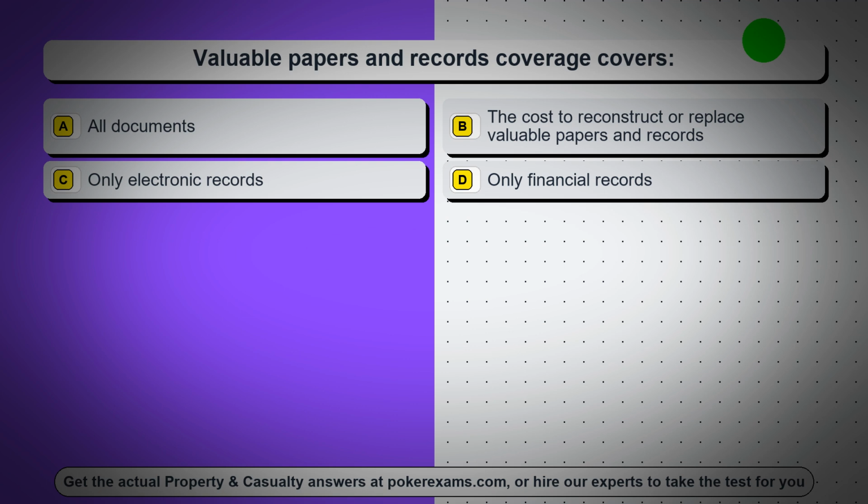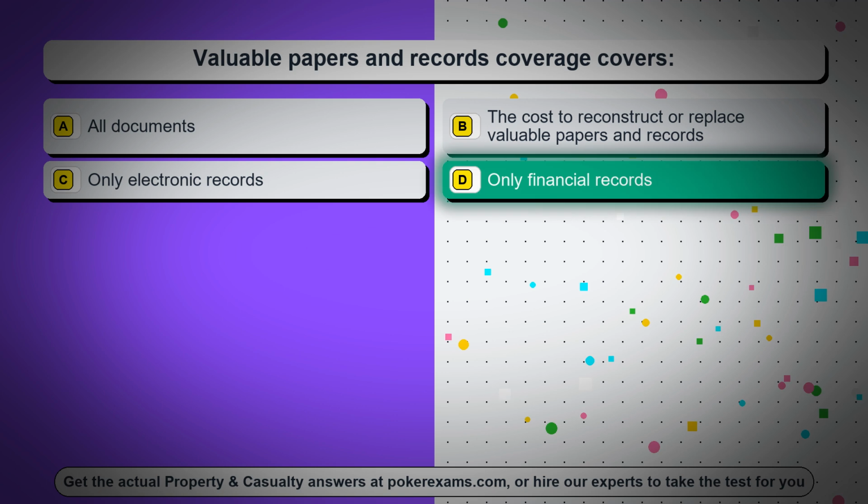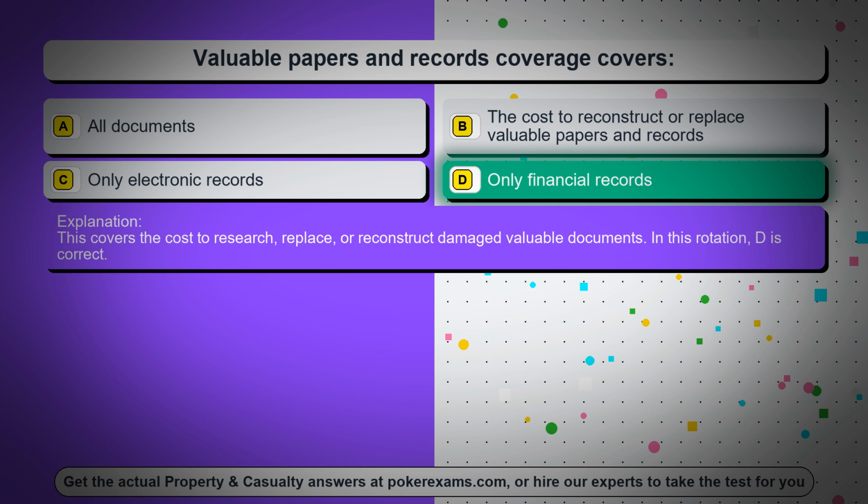Question 17. Valuable papers and records coverage covers: Option A, all documents. Option B, the cost to reconstruct or replace valuable papers and records. Option C, only electronic records. Option D, only financial records. The correct answer is option D, only financial records. This covers the cost to research, replace, or reconstruct damaged valuable documents. In this rotation, D is correct.